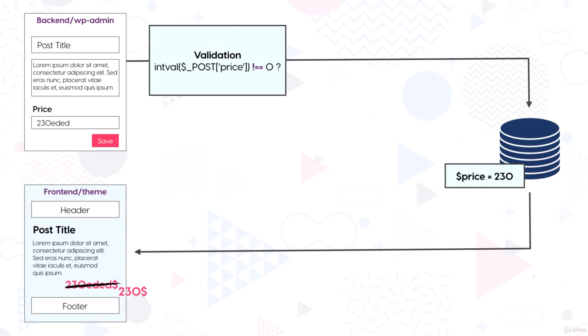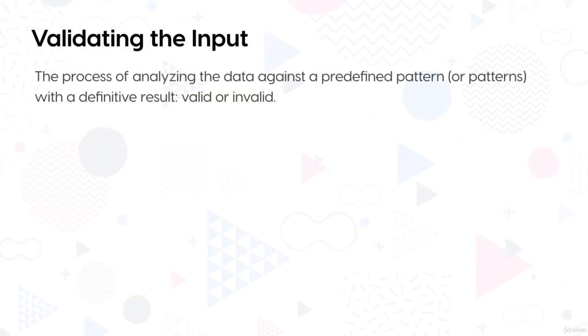So validation should be the very first thing to check before using the data. This way you will know whether you have valid data to work with, or you will just have to discard it. This is the definition of validation according to WordPress. And validation is very strict. You have to decide whether your data is valid or not. There is no middle ground.